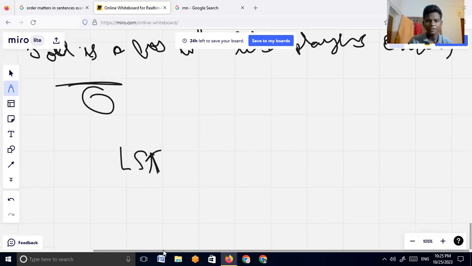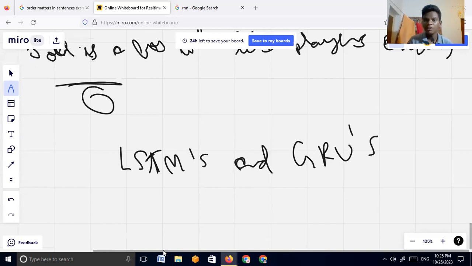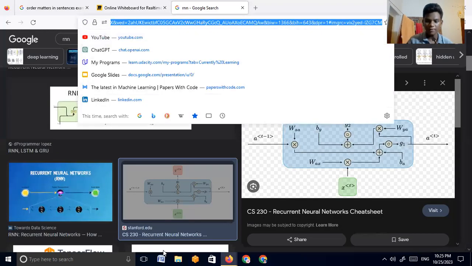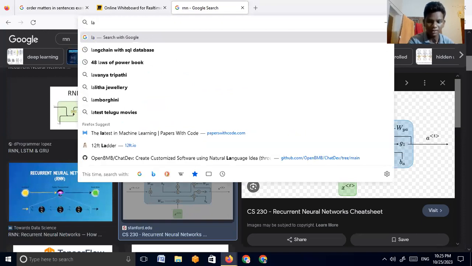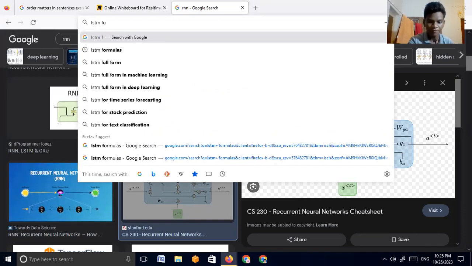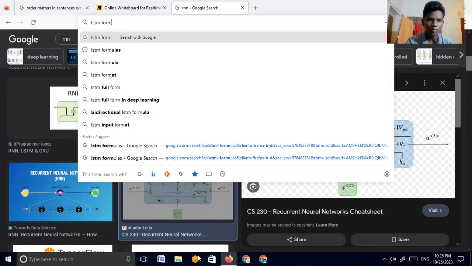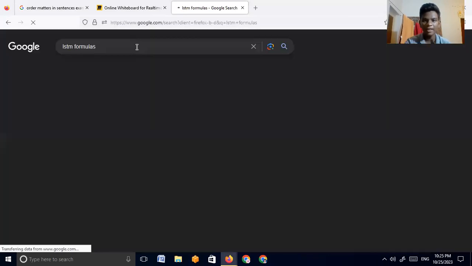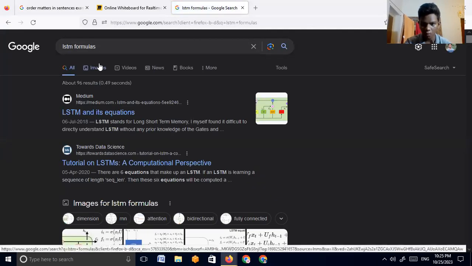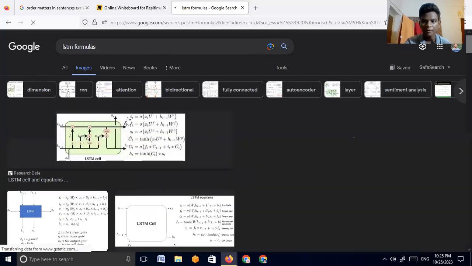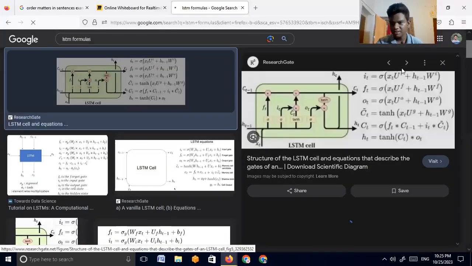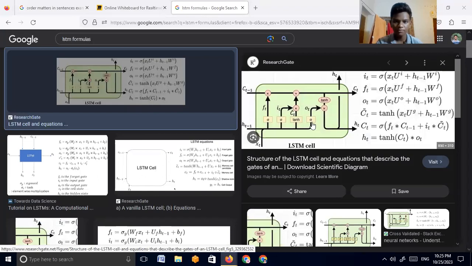So using LSTMs and GRUs, you could solve this problem of vanishing gradients. So I've covered what all that means. Now I'll get the formulas. LSTM formula. Don't be intimidated by the formulas, they're pretty straightforward, I think. So yeah, this is the formula of LSTMs.